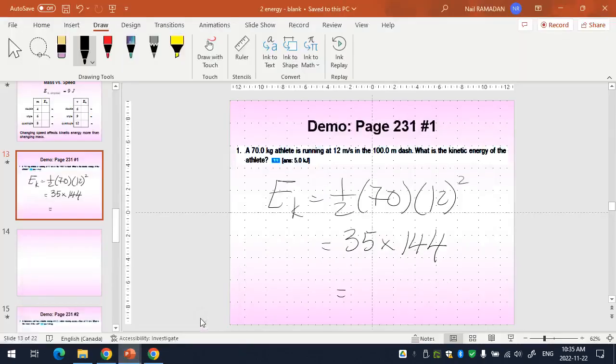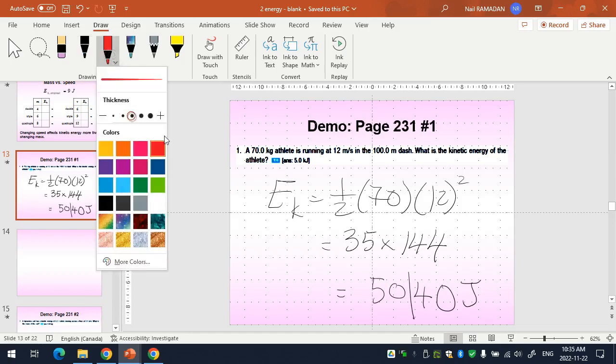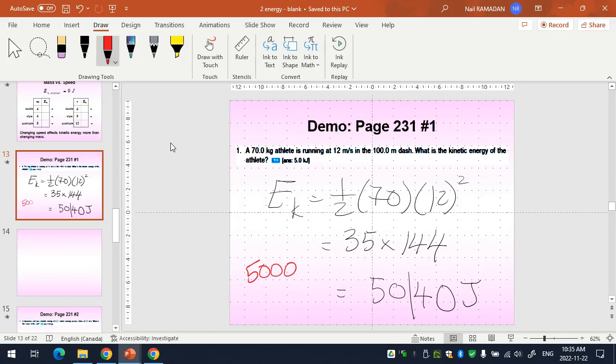How much is that? 5,040, I think. 5,040 in what unit? In joules, legit joules. What's the sig fig situation? I've got 3 here, but I've only got 2 here. So if I cut it at 2, it would be 5,000 joules, right? The problem with 5,000 joules according to our rules is that it's only how many sig figs now?